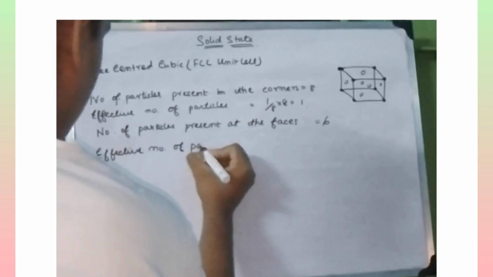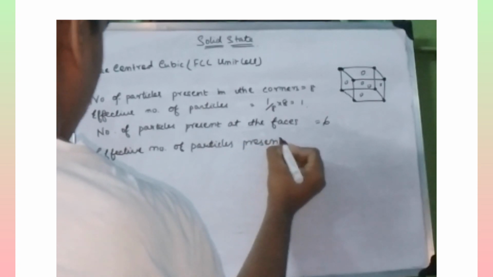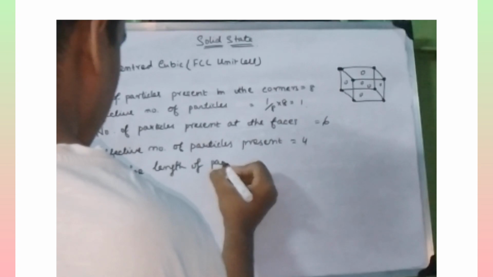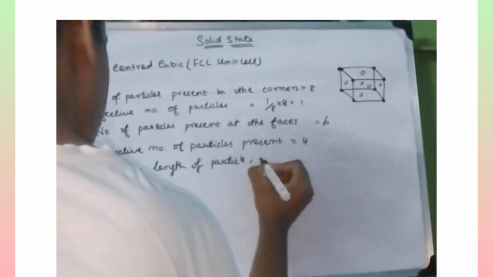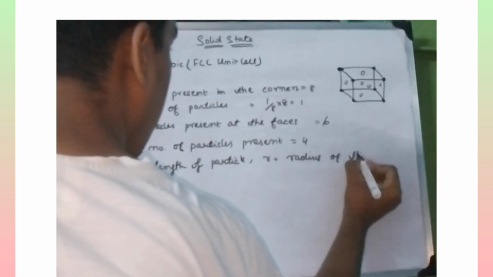To understand it more carefully, you have to copy the statements which I am writing on the screen. For that, we have to take A equals edge length of the particle and R equals radius of the particle.